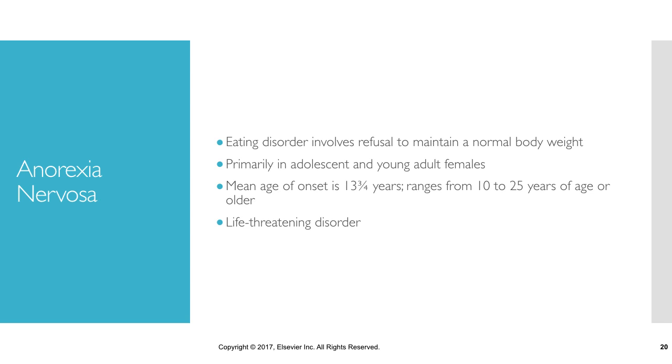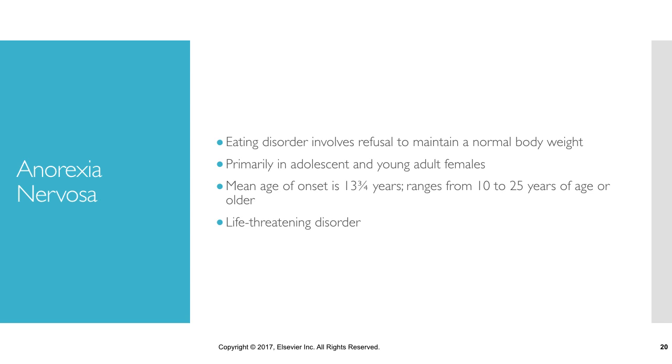So going the opposite direction, we have anorexia nervosa. I'm not going to spend a lot of time on this because you had this information in psych, but it's an eating disorder that involves refusal to maintain a normal body weight. It often has some characteristics of control issues, where the child doesn't have control in anything else in their life, but they can control what goes into their mouth, and so they do.